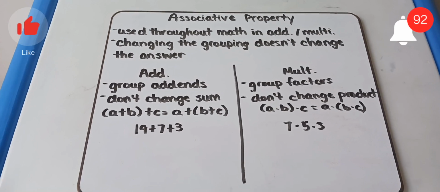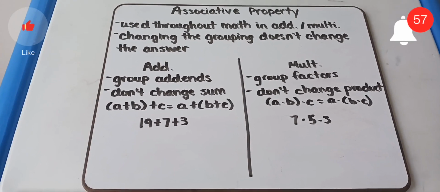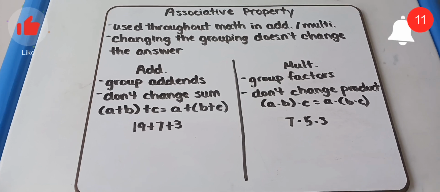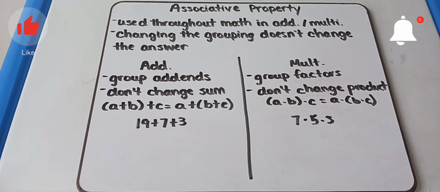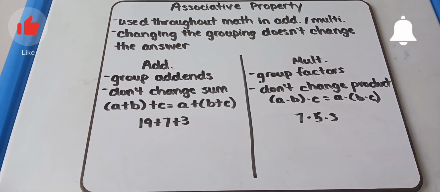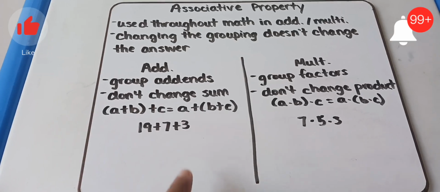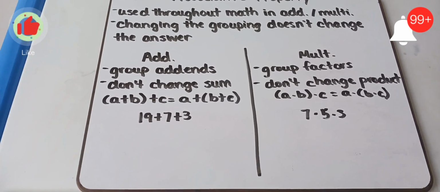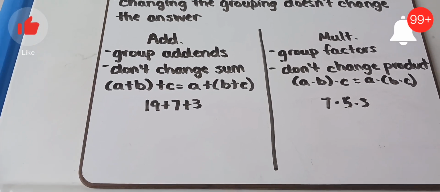So associative property is basically an idea and concept that is pretty much used throughout math as it relates to addition and multiplication. And you will also see it when it comes to algebra or pre-algebra. The idea of associative property is that changing the grouping doesn't really change the answer. So for example, when we're doing addition, you can totally group the addends, but it's not going to change the sum. And the way that you do that is simply by testing this concept and plugging it in.